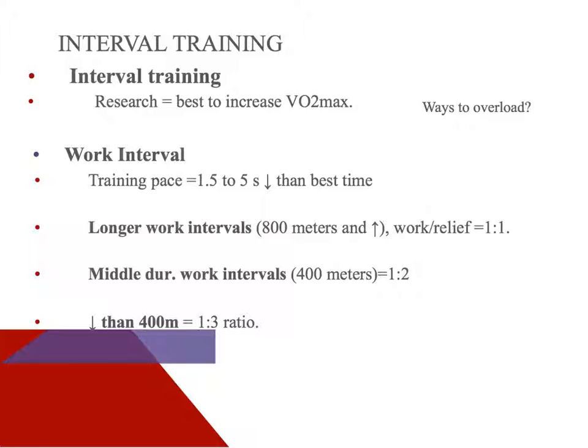When we do less than 400 meters, we probably want a 1-to-3 ratio. This might look like running a 200 and resting for 600 meters. This 200 would be a very high intensity workout, so we would need possibly triple the time for rest so that we could recover and run another high intensity 200.